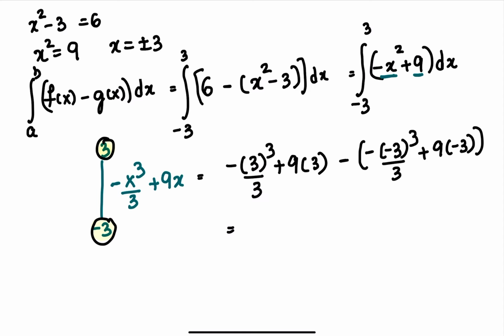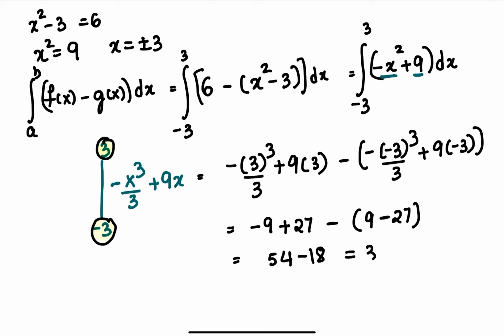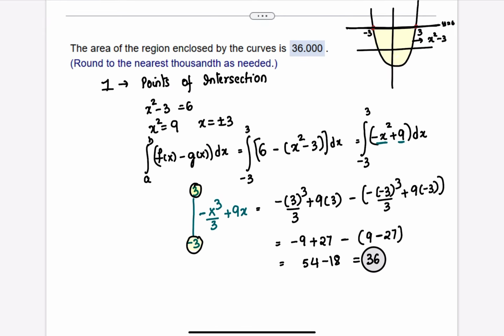This is -9 plus 27, minus, what do I end up with? 9 minus 27. And this is 54 minus 18, which is 36 square units. Again, you don't have to do this manually. You'll have your calculators to plug in. So there you have 36.